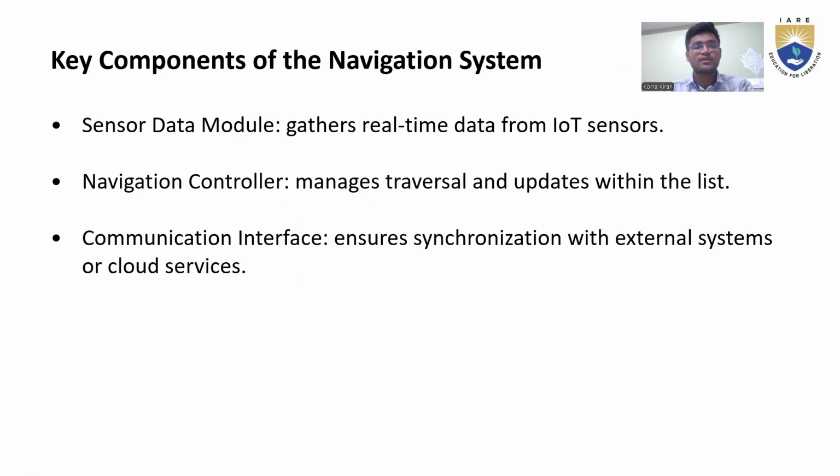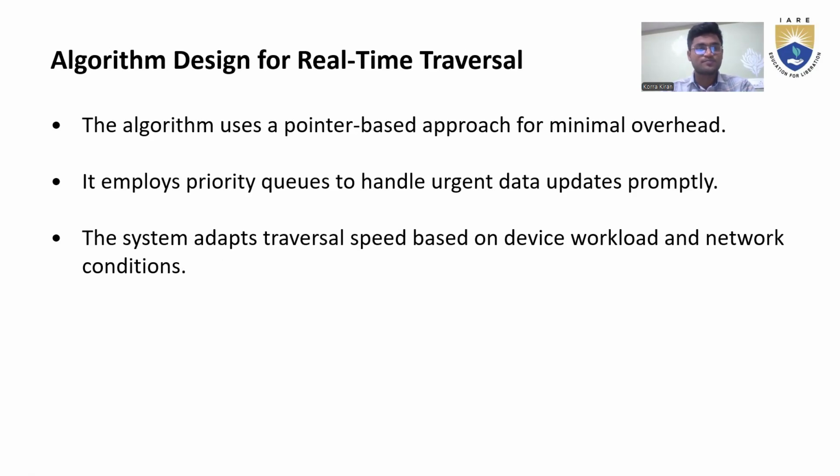And the key components of the navigation system are sensor data, which gathers real-time data from the IoT sensor. For the use of the IoT sensor, we can have sensor data like real-time data. That was one sensor which we use in IoT. And the navigation controller manages traversal and updates within the list. Within the list only the navigation controller can be used. And the communication interface ensures synchronization with external systems or cloud services.